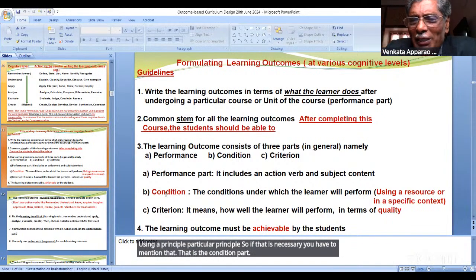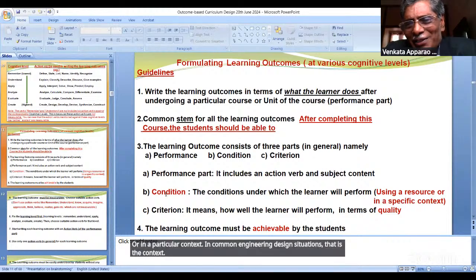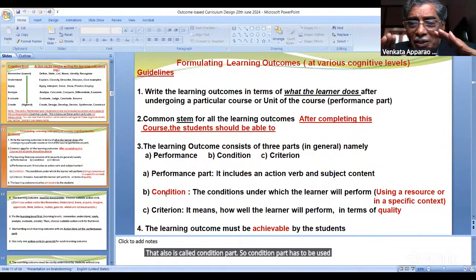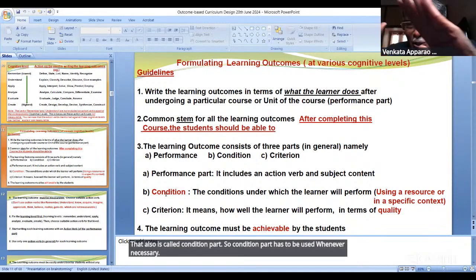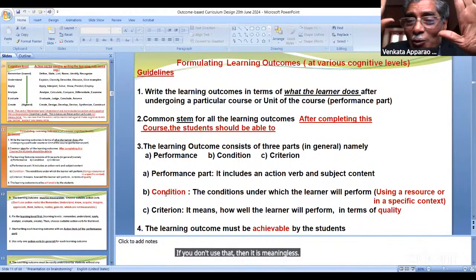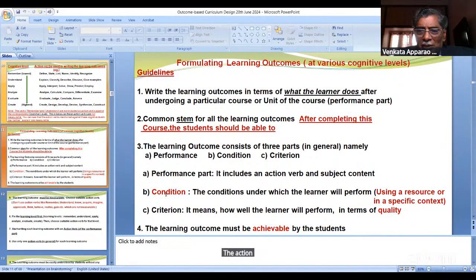In a particular context, in common engineering design situations, that is the context. That also is called condition part. So the condition part has to be used whenever necessary. If you don't use that, then it is meaningless. In such cases, you have to mention the condition part under which the learner will perform the action.